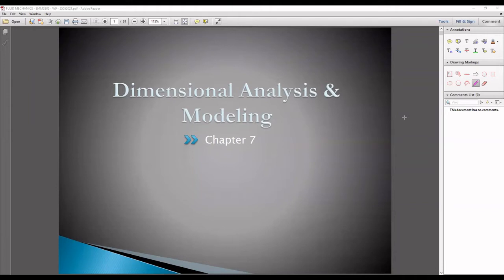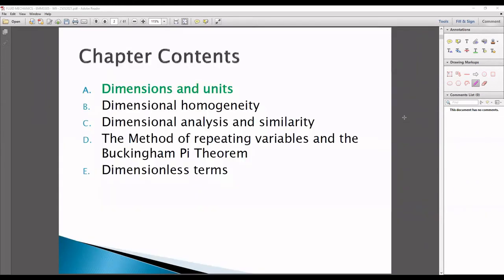Okay, for today and this week, we will look into these special topics called dimensional analysis and modeling. It is our chapter number 7. Okay, in this particular chapter, we have 5 subtopics that we will look into.